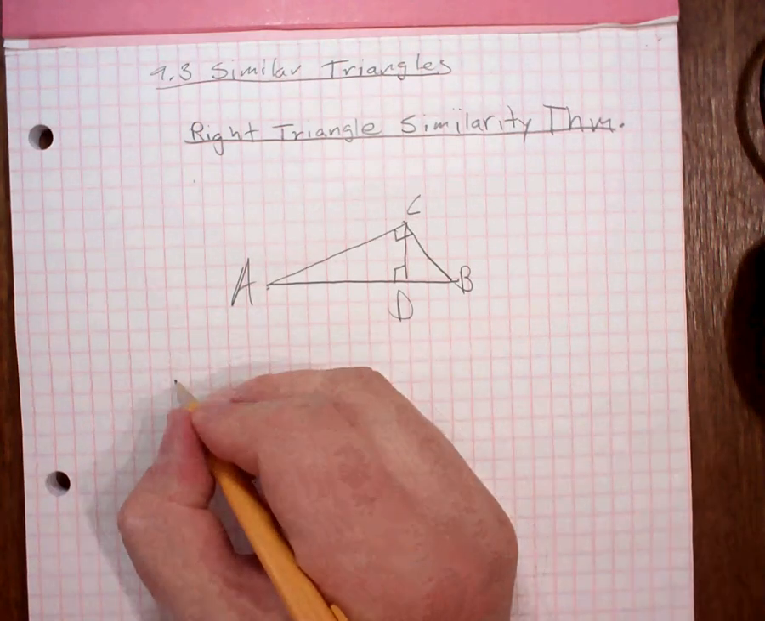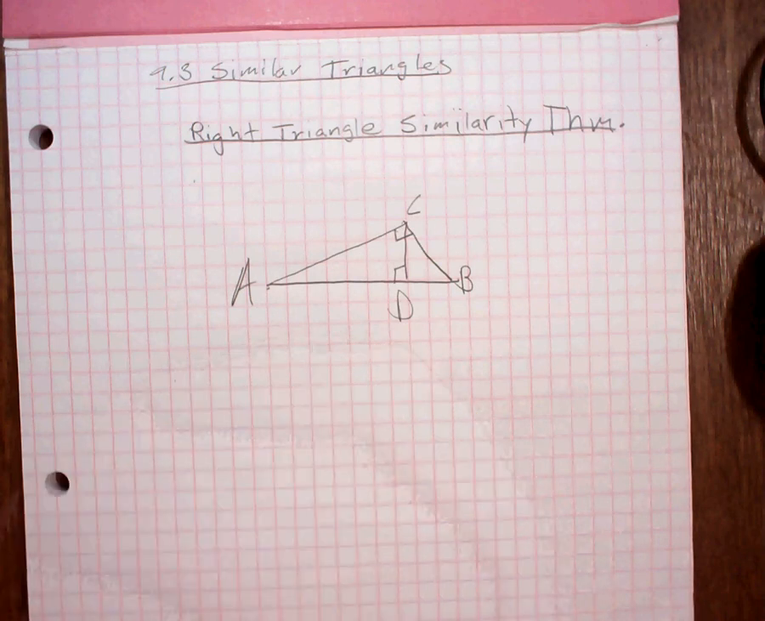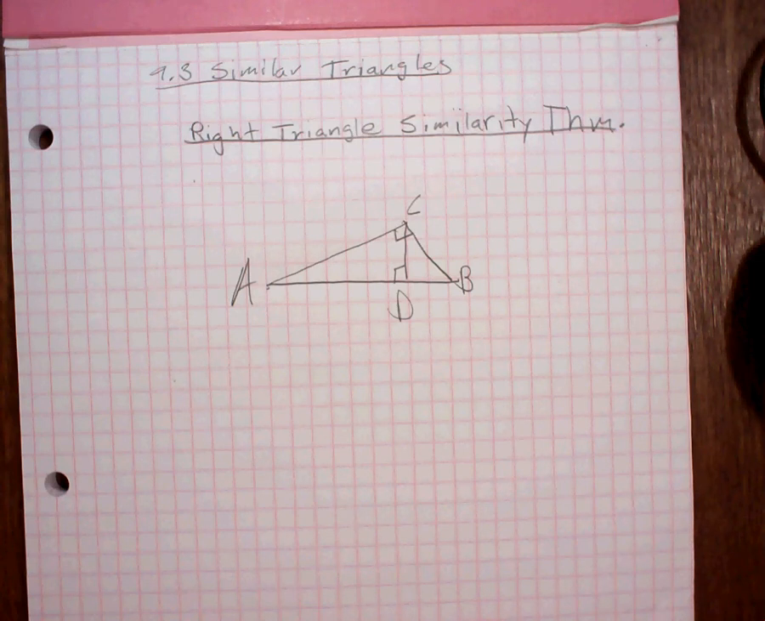And I'll just say it, I'm not going to have you guys write everything down, but it says if the altitude is drawn to the hypotenuse of a right triangle, then the two triangles formed are similar to the original triangle and to each other.